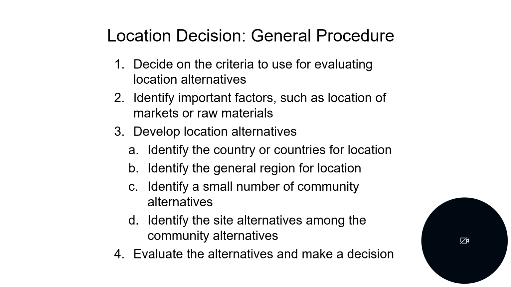Again, our general procedure is four main steps. Alternatives are developed, and you could, for example, move from a country to a different region or community and to our final site, and then we follow that with evaluation and selection. So they're going to, for example, first choose a country, then a region, then a few communities, and then finally decide the specific piece of land for the site.